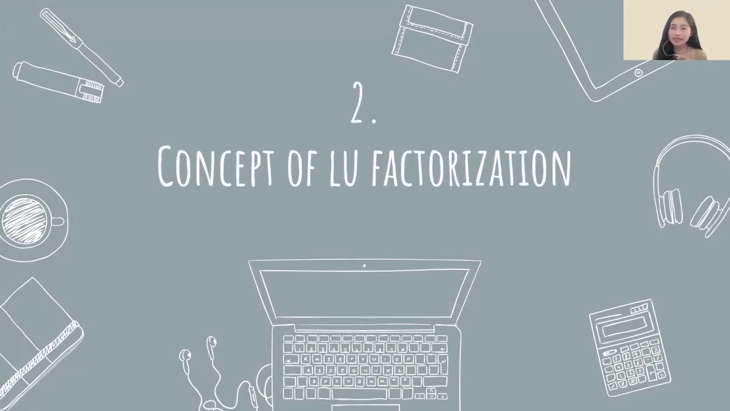And since we already know the definition and where it is used, we have to at least have an overview of the process that we are going to undergo to be able to solve for the values by means of the Doolittle process and our Kraut's method.